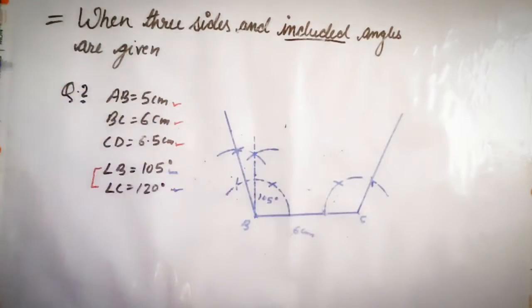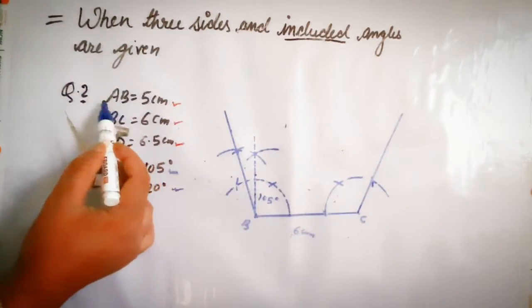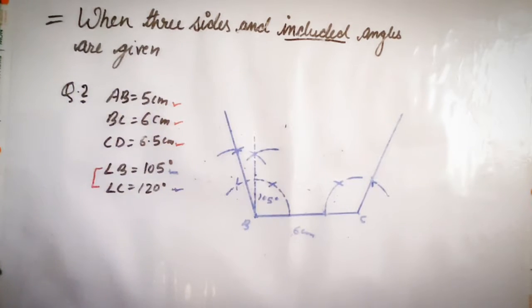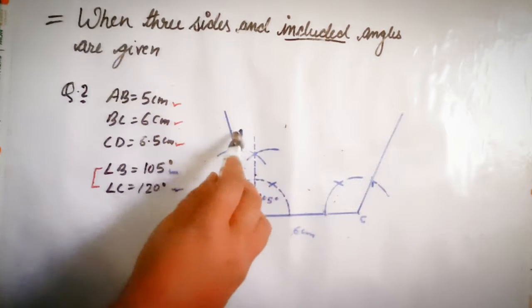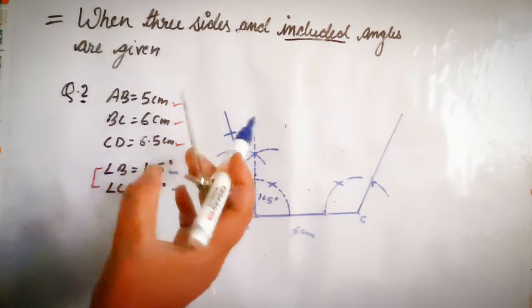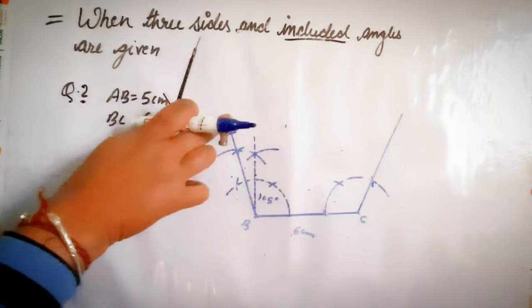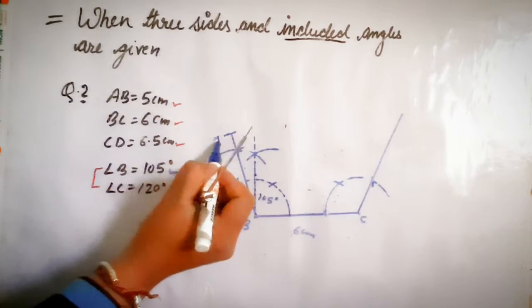So as I told you, from the first point, that is B, we have to draw BA, that is 5 cm. Open your compass equal to 5 cm, place it on B and cut a point A, which is 5 cm. Erase the extra part. So this point is point A.